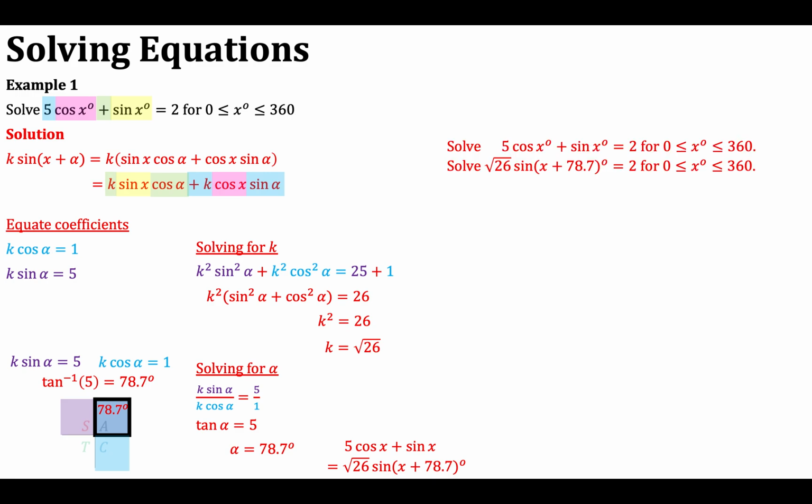So if we take the question, and we were asked to solve 5 cos x plus sin x equals 2, we can actually change that now to solve root 26 times sine of x plus 78.7 all equal to 2 for x lying between 0 and 360 degrees. So firstly, I'm going to adjust my range here because you can see that x lies between 0 and 360 degrees, but I've got this phase angle involved here. So the range that I'm going to work with to start with will be 78.7 up to 438.7.